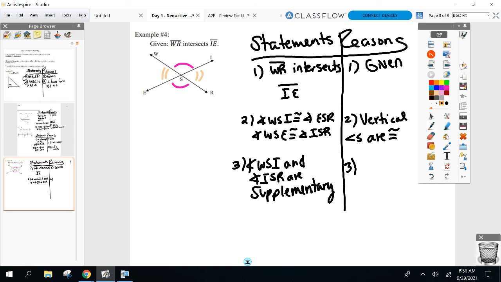Still looking for vocab here. Grace got vocab. Is it they're linear? Those two are linear pairs. And if two angles are linear pairs, that makes them supplementary. So here's my reason, which is probably going to be the reason every time you write two angles are supplementary. Linear pairs are supplementary. Okay, that's the reason I'll be looking for when you tell me two angles are supplementary.